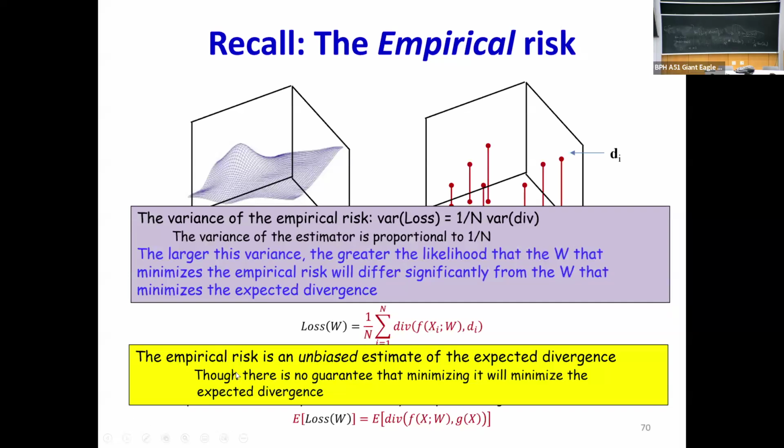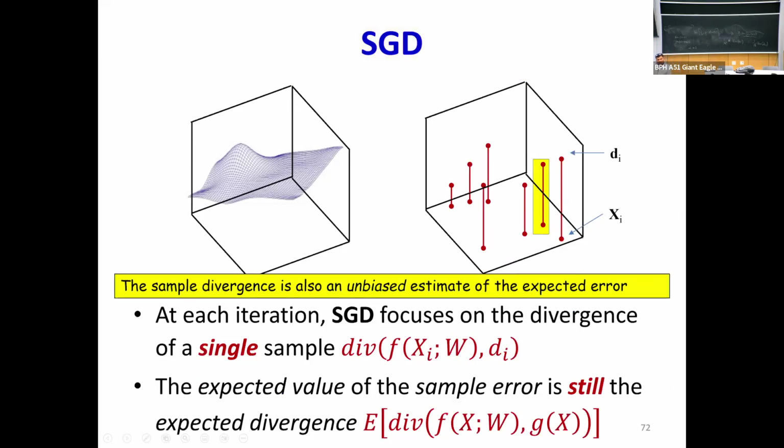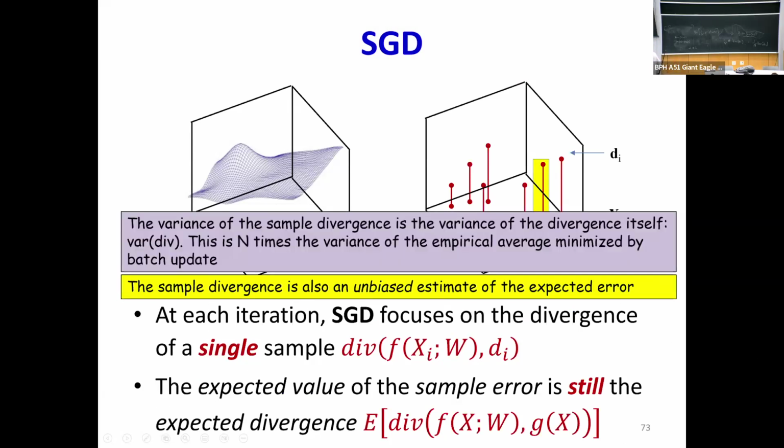Whereas if I'm working with stochastic gradient, at each point, I'm working on a single sample. So all I'm computing is a divergence at a single sample. And the expected value of that divergence is still going to be just what we want. So even for the stochastic gradient descent case, the expected value of the sample divergence is an unbiased estimate of the expected divergence. So it's an unbiased estimator, but because n over here is just 1, the variance of the loss that we are minimizing is going to be just the variance of the divergence itself, which is a much larger variance. Now, I'm giving you a lot of math, but I'll show this with pictures, okay?